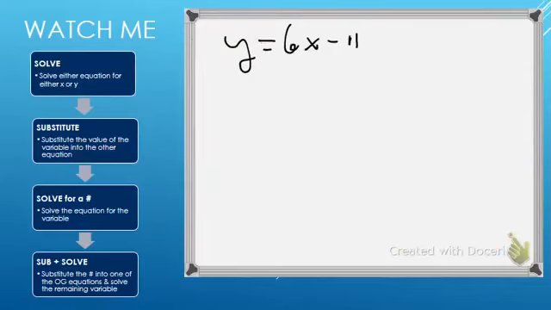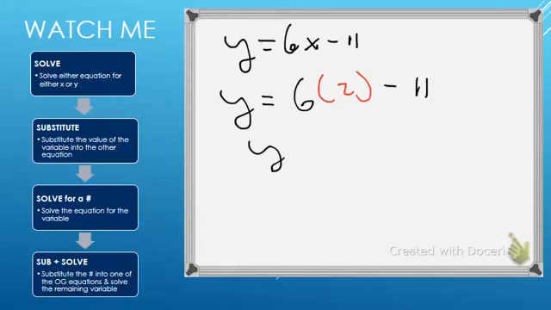So I'm going to plug in x equals 2, so it's going to be y equals 6, using parentheses for good practice, 2, minus 11, and we're going to get y equals 12 minus 11, y equals 1.